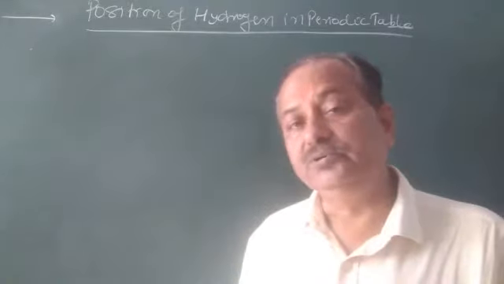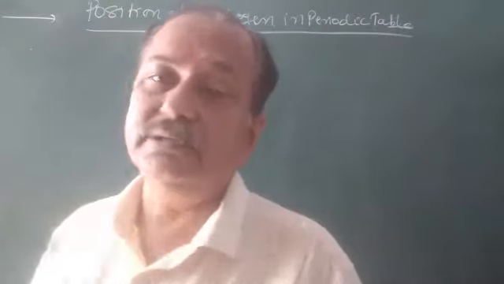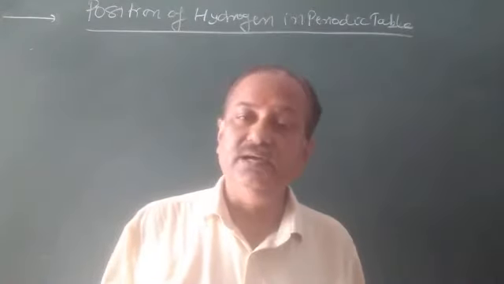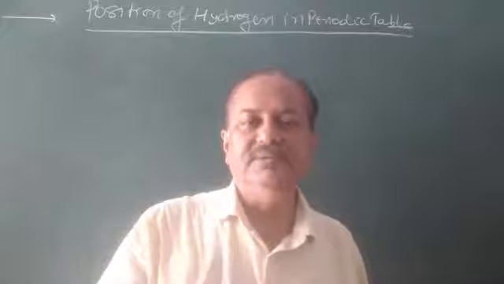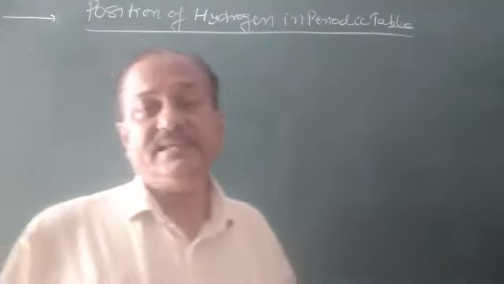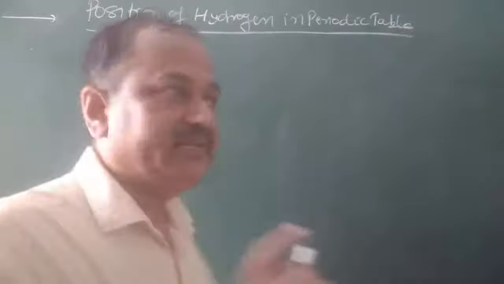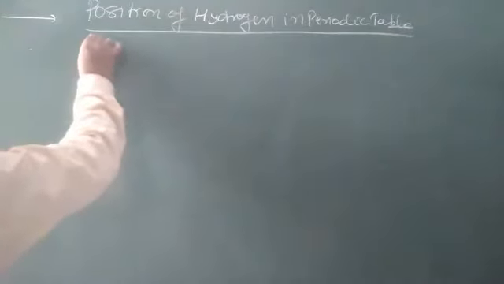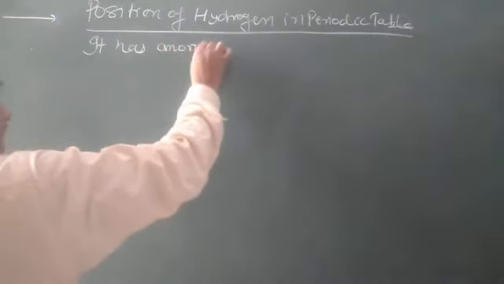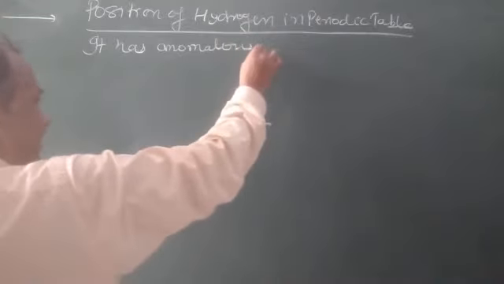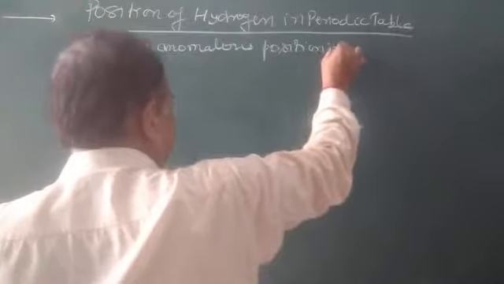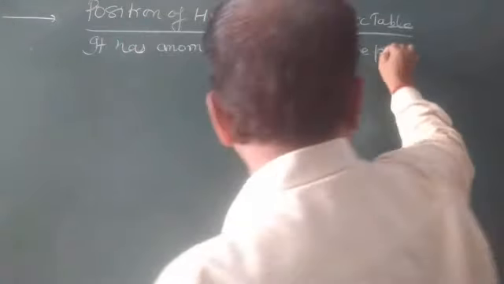In this video, I am going to explain some very important points. The first point is the position of hydrogen in the periodic table, or simply position of hydrogen. Actually, hydrogen has an anomalous character, or an anomalous position in the periodic table.